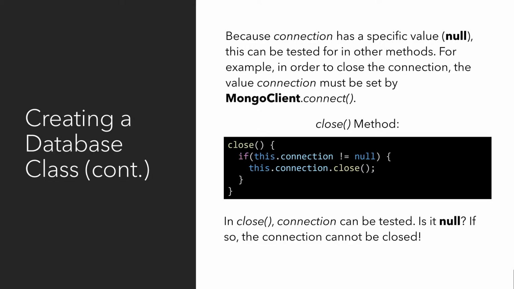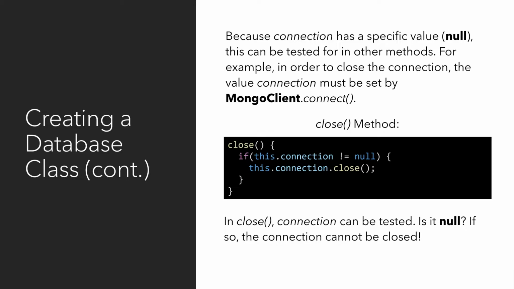Again, because this connection has a specific value, null, this can be tested for in other methods. For example, in order to close the connection, the value connection must be set by MongoClient.connection. Notice now the close method within database. As adjusted, the close method is testing, is this.connection equal to null or not? If this.connection is not equal to null, then it means it has been overwritten by the connect method within database, and thus this.connection.close can be called safely.